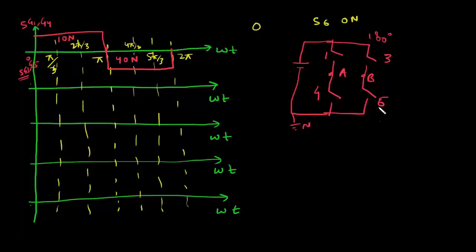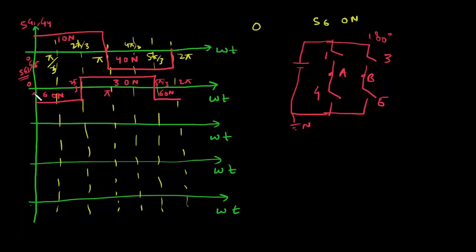So gate voltage of 3 and 6 will be similar to 1 and 4, but it will be 120-degree phase shifted. It will look something like this. So from 2 pi by 3 to 5 pi by 3, 3 is on, and from 0 to 2 pi by 3, 6 is on, and from 5 pi by 3 to 2 pi, 6 is on. So now you know switching gate signal of switch 1, 3, 4, 6.